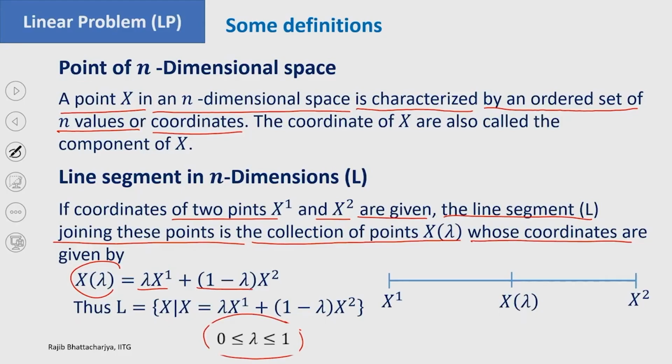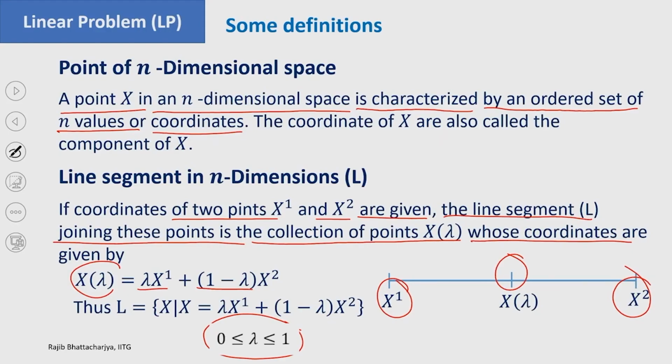So, if I put lambda equal to 0, I will get this particular point x 2, and if I put lambda equal to 1, I will get this particular point x 1. If I take lambda equal to 0.5, I should get the midpoint. Therefore, by varying the value of lambda, I can get any point on this particular line.